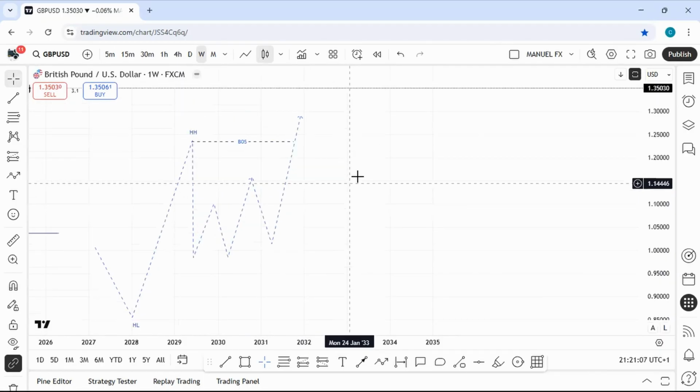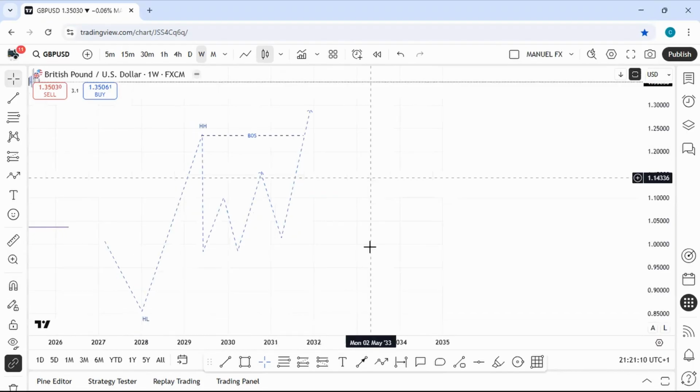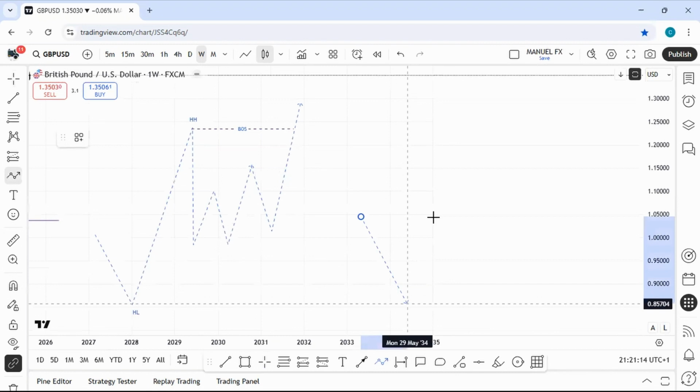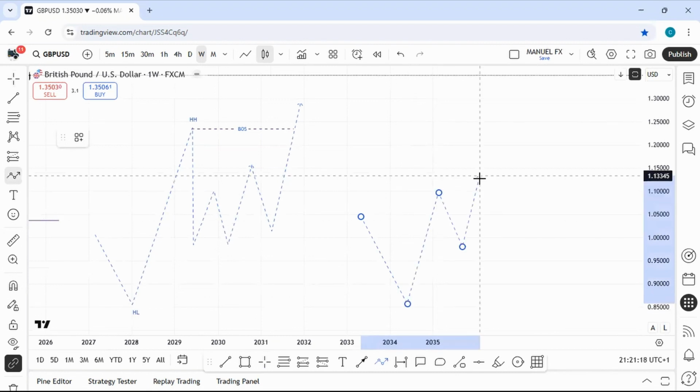Now there are two types of inducement. There's inducement after a break of structure, and there's inducement before a break of structure. I'll show you something. There is inducement.